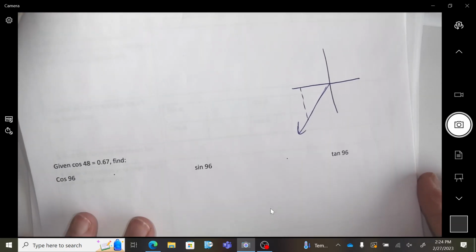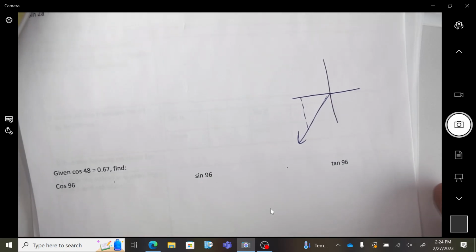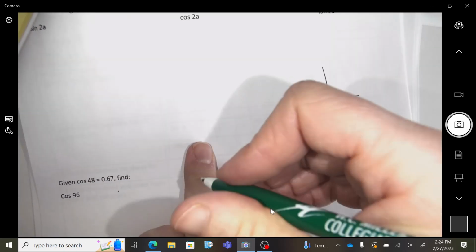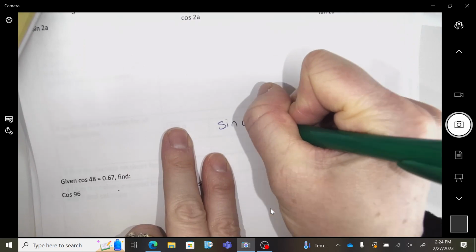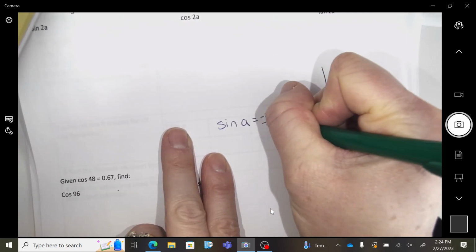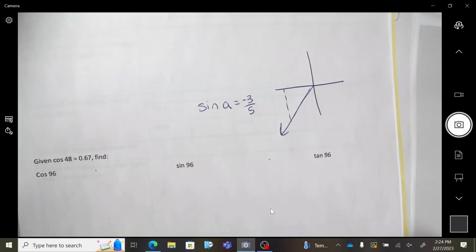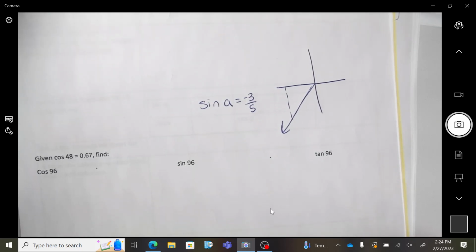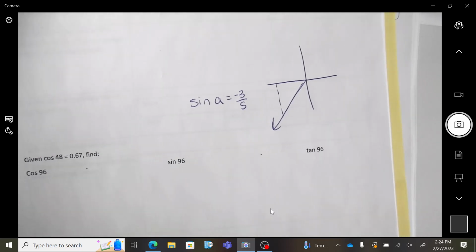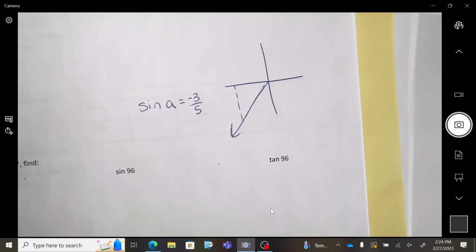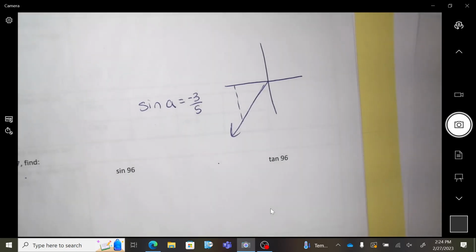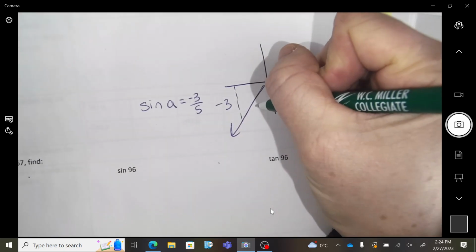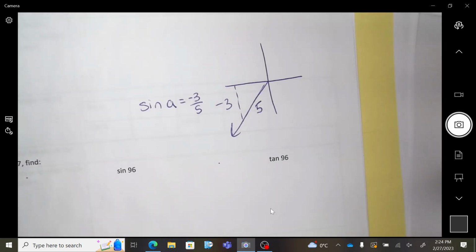So I'm going to draw a picture down here. I'm going to do some work. Okay, now I was told that the sine of this angle A is negative 3/5. So where would you put the negative 3 and where would you put the 5 on the triangle? You've got the X, the Y, and the R. Where would you put the negative 3? The Y. And 5 is the R.